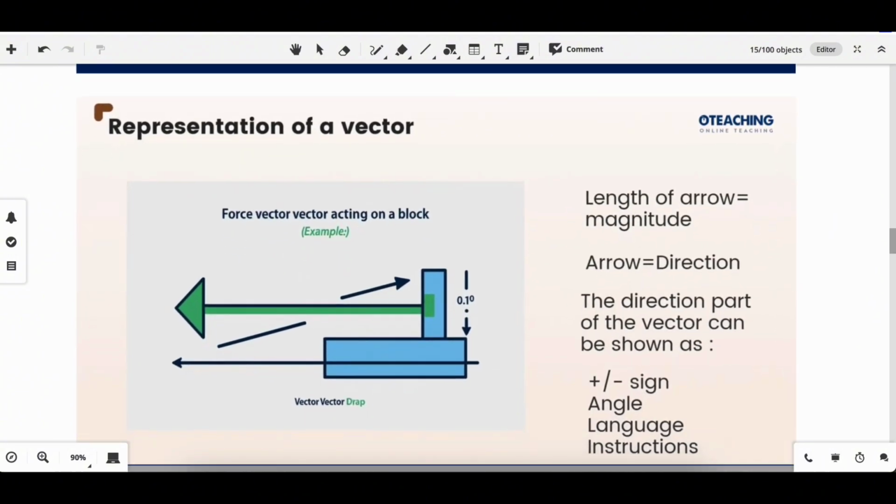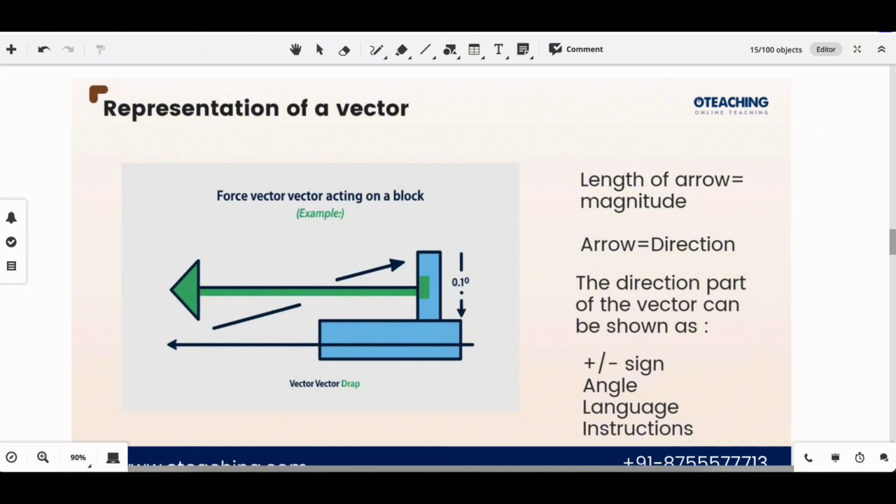Now, how do you represent a vector? Because a vector has a direction, you represent it by an arrow, with an arrowhead. The length of the arrow represents the magnitude.